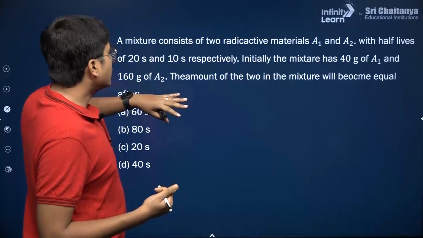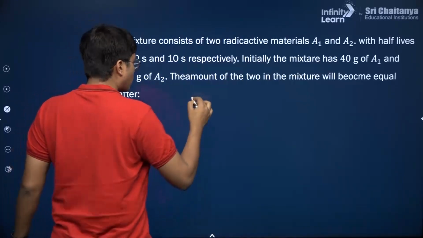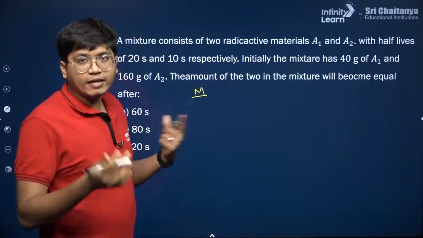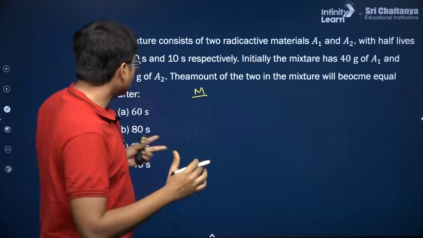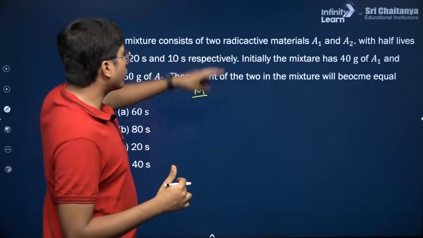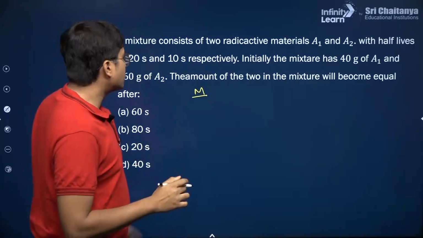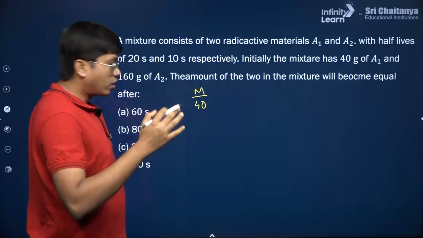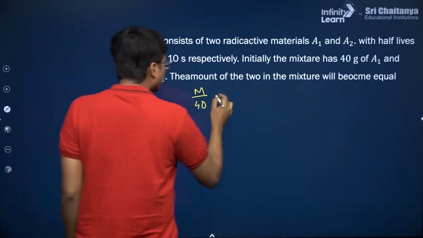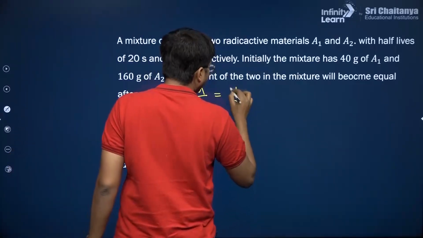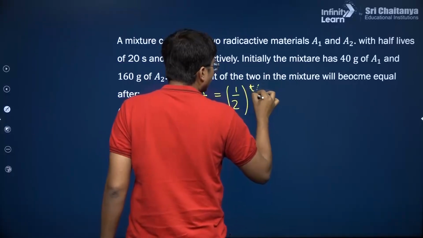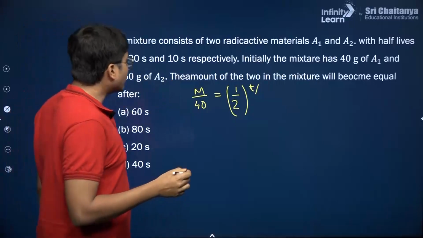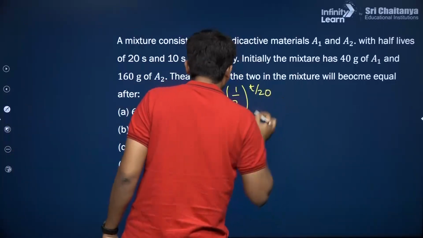So over here, we know that m by m naught, the mass remaining divided by the original mass, let's do it for the first one. For A1, the original mass was 40 gram. Let the mass after some time be m, and that is equal to half to the power t divided by the half-life. What is the half-life of A1? Half-life of A1 is 20 seconds, t by 20.